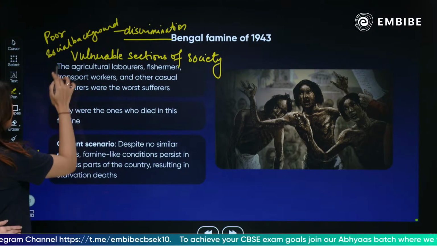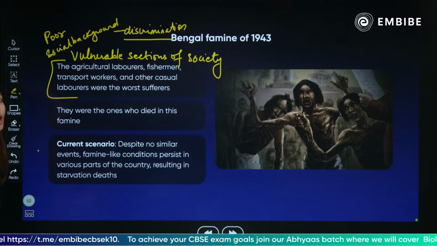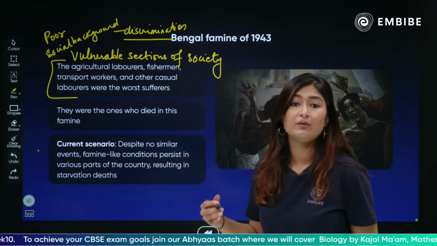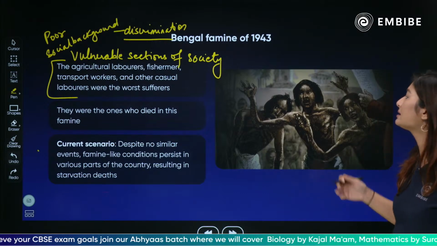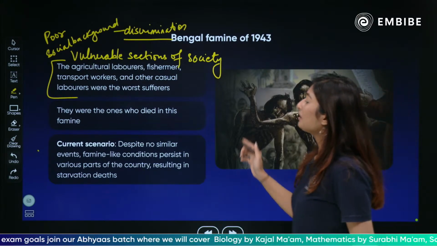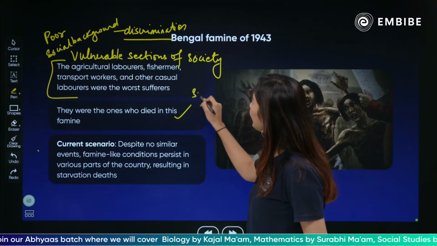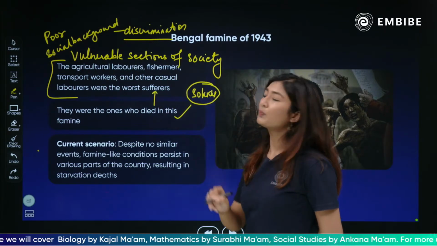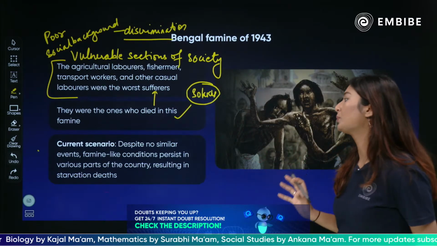So even at this time when the problem happened, because of their financial condition, because of their social condition, they were the worst hit. They took the worst hit of this situation. Okay? They died the most out of those 30 lakh people who passed away. सबसे ज़्यादा कौन से ग्रुप से थे? इन ग्रुप से थे, इन सारे लोगों के ग्रुप से थे.